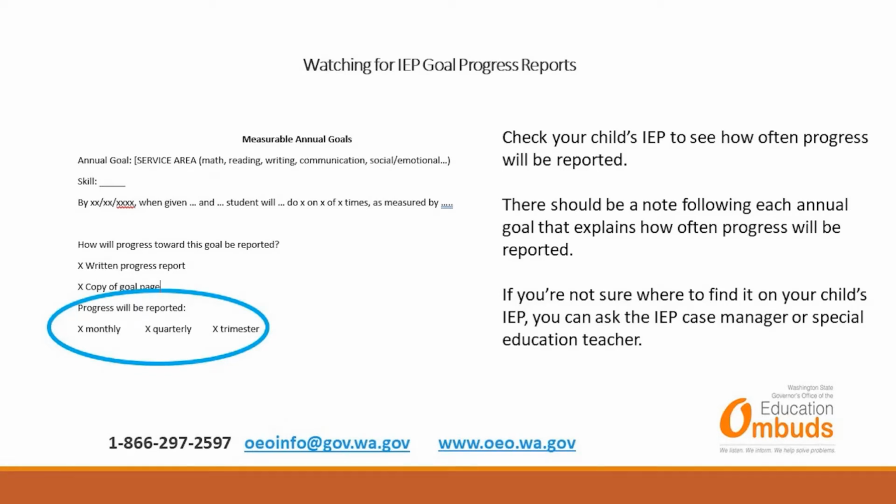Part of getting ready for that is watching during the course of the year for those IEP goal progress reports. Every IEP has measurable annual goals, and every measurable annual goal should include some information about when and how progress will be reported to parents. If you're looking at your child's IEP and you look at each measurable annual goal, there should be a little section right beneath the goal that explains when you will get a progress report. It often says quarterly or every trimester. If you're not sure where to find it on your child's IEP, you can check in with the case manager.